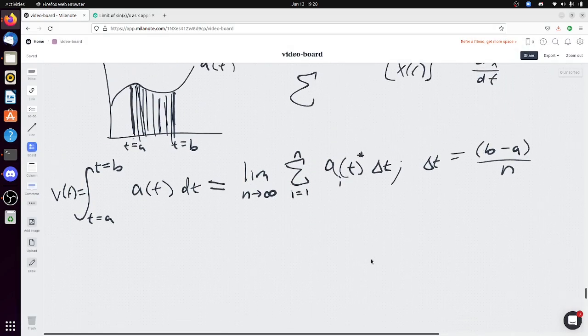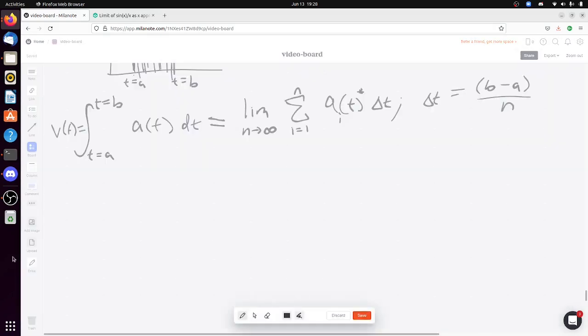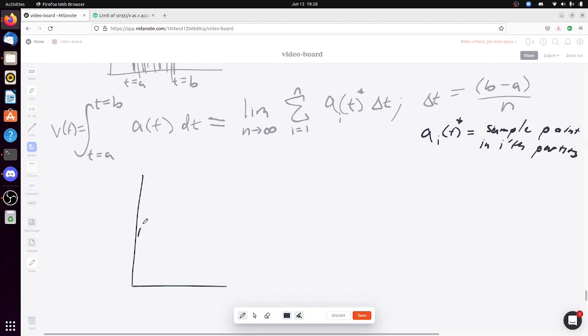We just need to think about what it means. What we're talking about here, actually I should probably define this before I start. So a of t_i star, this star here is the sample point in the ith partition.